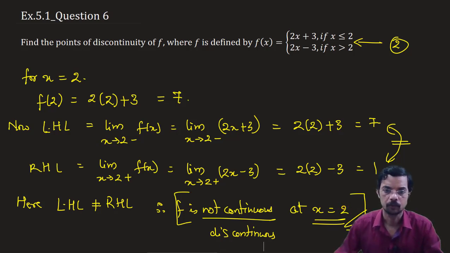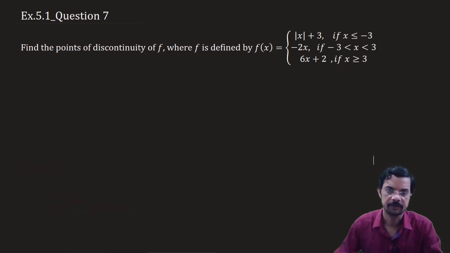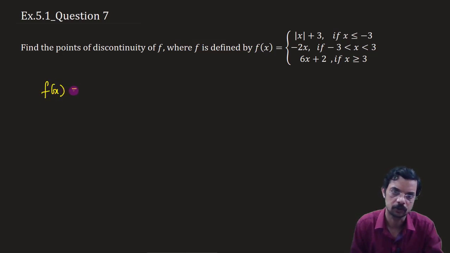Now, we shall move on to the next question, question number 7. In question number 7, the function appears to be a very complex function, but that makes sense. Let us simplify the function first of all. Let f of x be given as this. See, x is already negative, so modulus of x will be minus of x. When x is less than or equal to minus 3, it is negative, so modulus of x is minus of x, and it is minus of x plus 3.